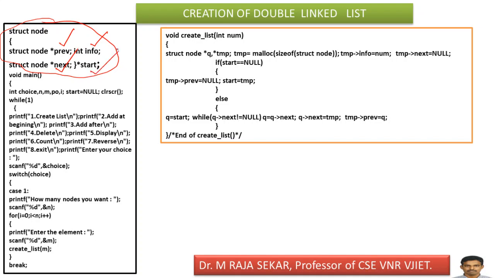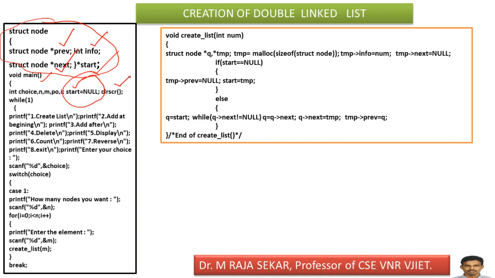Again, start is also a pointer variable whose data type is struct node. Again, this is a self-referential structure. This self-referential structure is useful for creating a double linked list. Void main indicates the beginning of your C program. Here, start is a pointer which we are initializing with null.